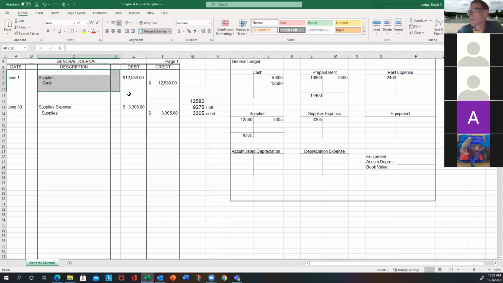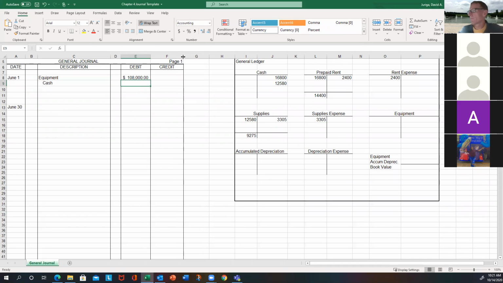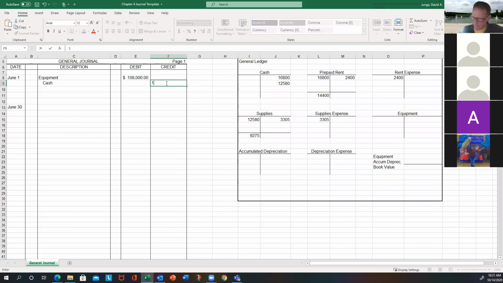And let's say, again, we bought the equipment. And this is June 1st. So here's what would happen. You would debit equipment, credit cash for $108,000. And again, that's what the journal would record. So that's your start.